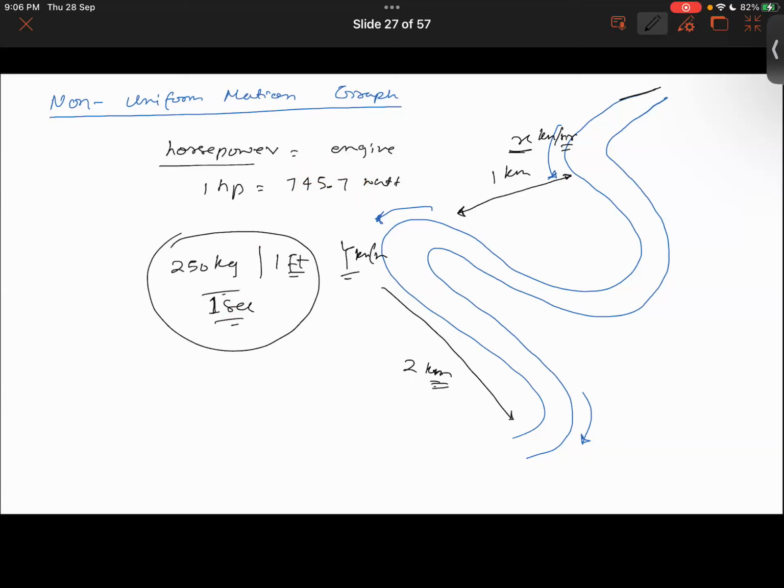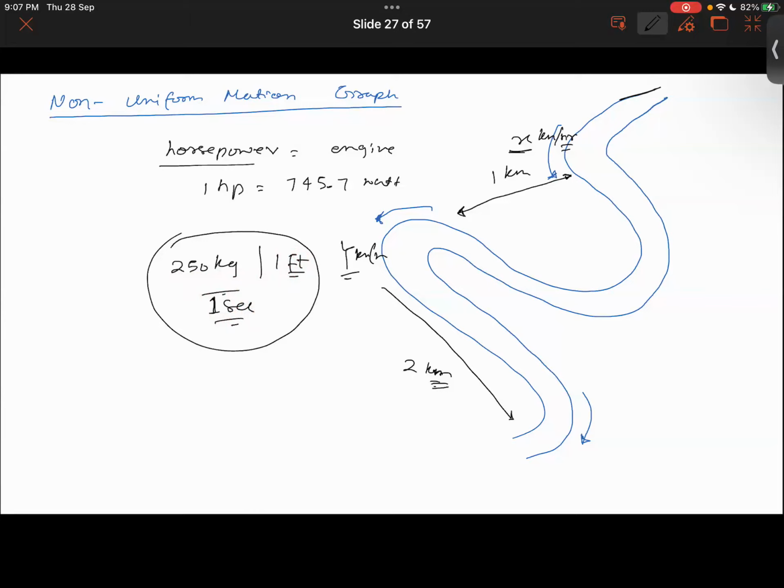So it's calculated through the power needed to move 250 kilograms of weight. How much power you or I would require to move 250 kilograms of weight just 1 foot above the ground for just 1 second? How much power would be required to lift a weight of 250 kilograms 1 foot above the ground for just 1 second? Getting it? What I'm trying to say?